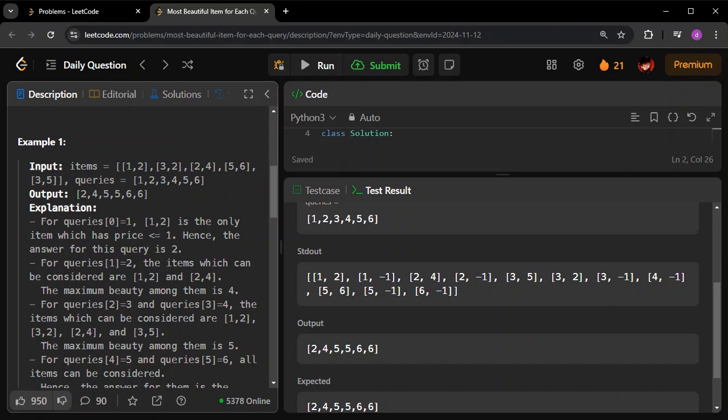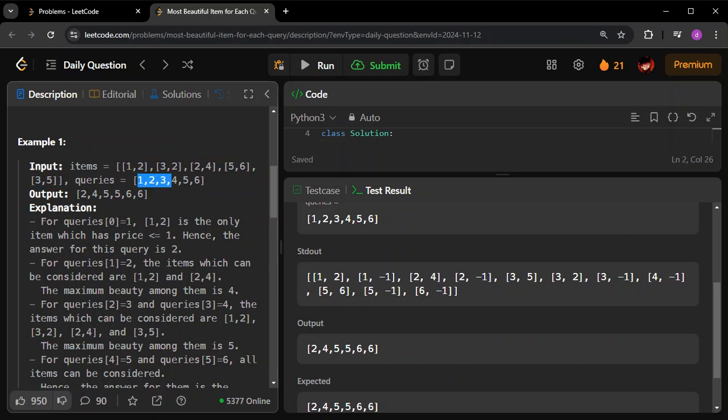For example, I have a price of 4. That means I need to know all the items which have a price less than or equal to 4. Among them, I need to return the beautifulness of the most beautiful item as the answer. So instead of going through the whole loop for each of the queries, what I can do is insert them into the items array itself, and sort the items array based on the price.